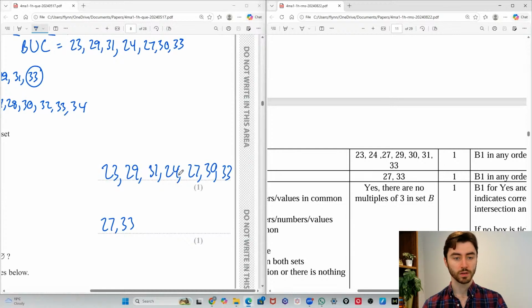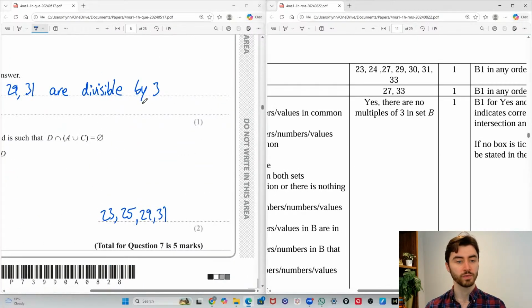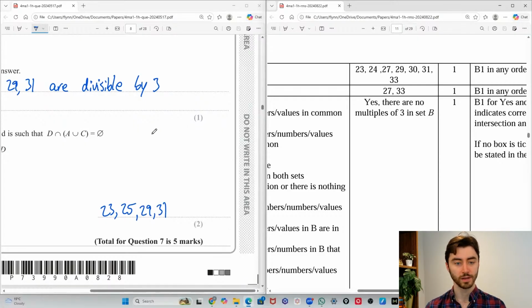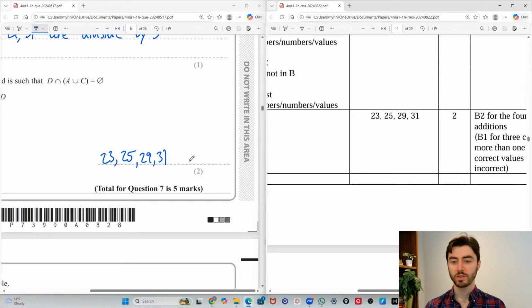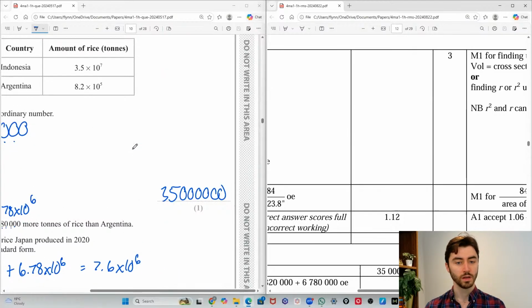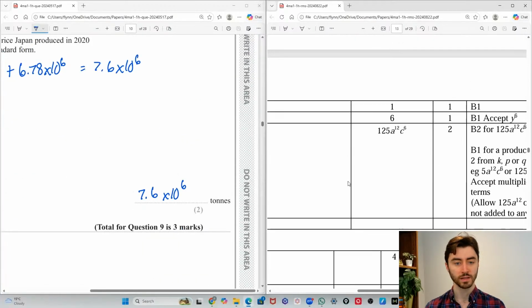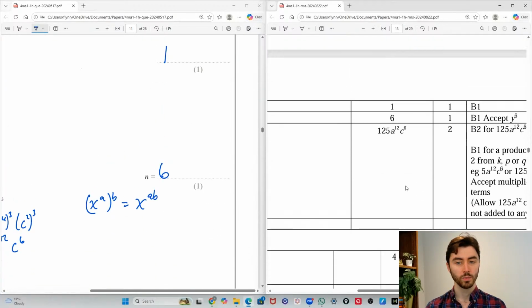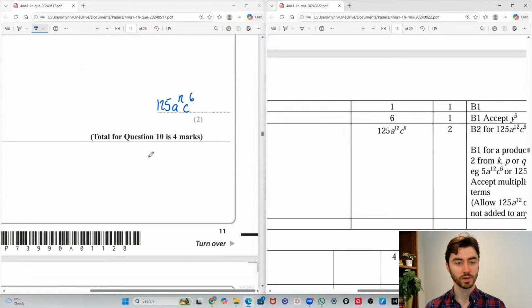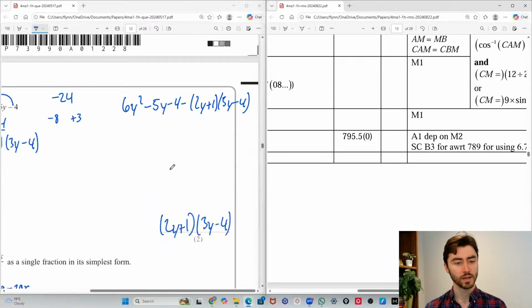23, 24, 27, 29, 30, 31, 33. I could have made it easier for them by writing it in size order. Yes, there are no multiples of 3 in set B, so none of those are divisible by 3. Good. 23, 25, 29, 31. Good. 1.12, 35 with 6 zeros. Good. 7.6 times 10 to the 6. Good. 16125, A12C6. Good. 795.5. Good.